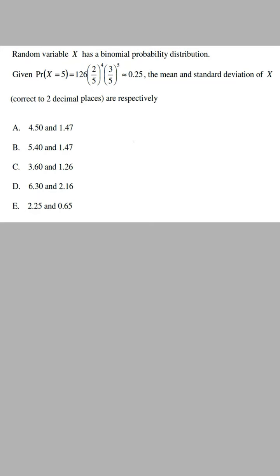So let's see if you can figure out the trap for this question. Now we need to work out the mean and the standard deviation of x, which is a binomial distribution. So we can say that the mean is equal to n times p, and the standard deviation is going to equal the square root of n times p times 1 minus p. So what we need to do now is work out the values of n and p.